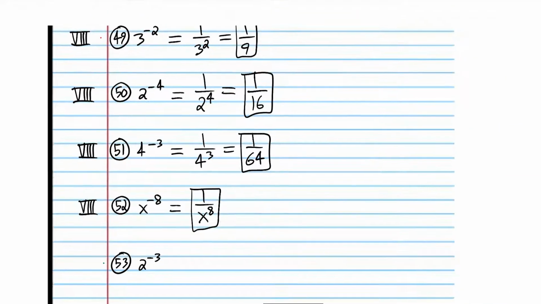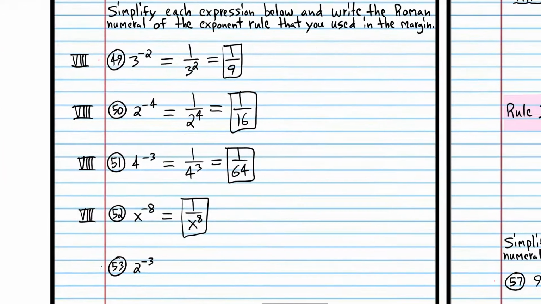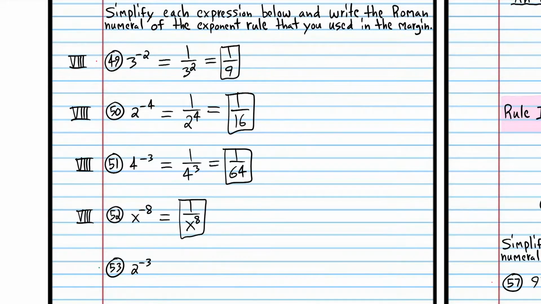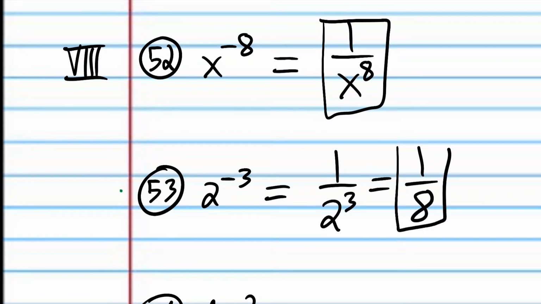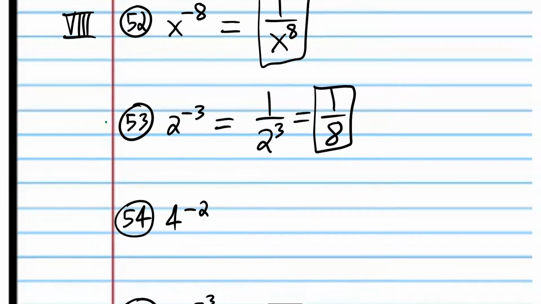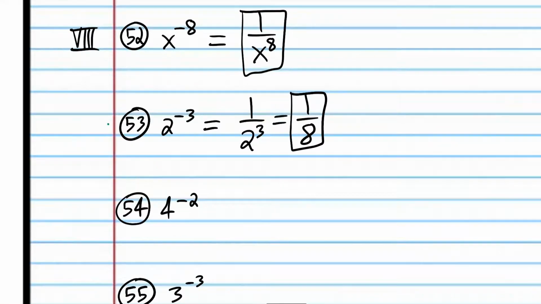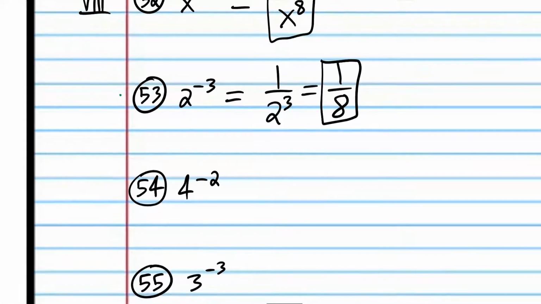So now it's time for you to try attempt number 53. And when you come back, we'll do it together. All right, we're back. So whenever you have a negative power, you just change it to a fraction like so. And you can simplify that, and you get 1 over 8. No big deal. So if you got that answer, good job. Try number 54. When you come back, we'll do it together.